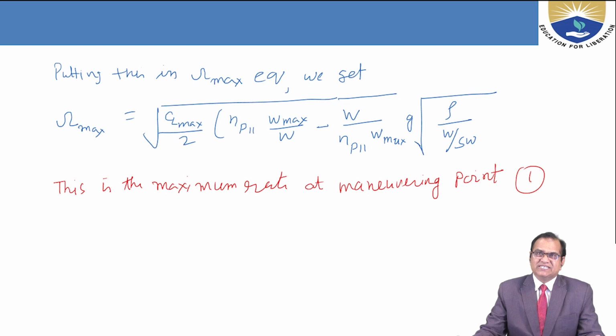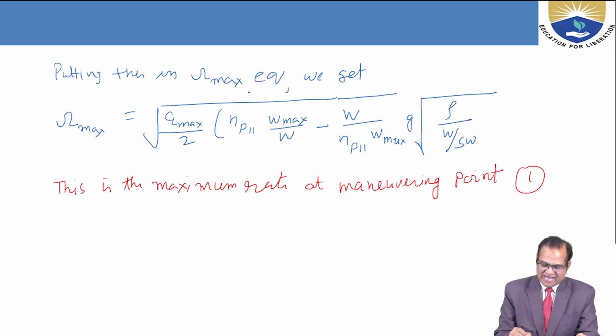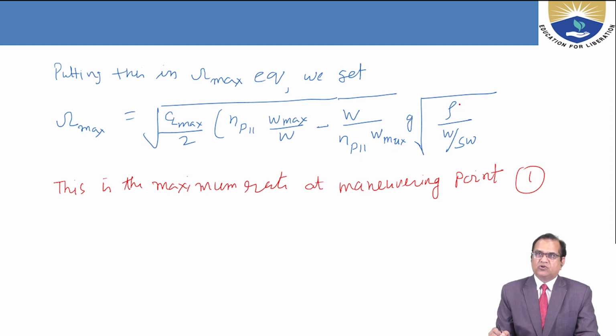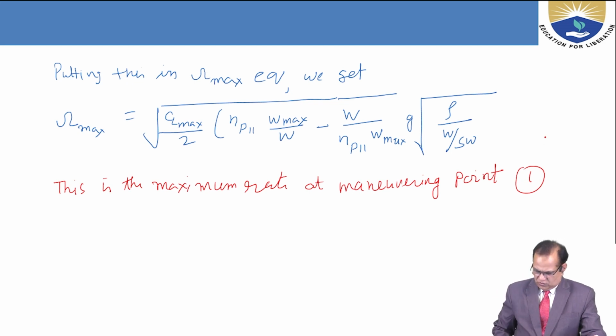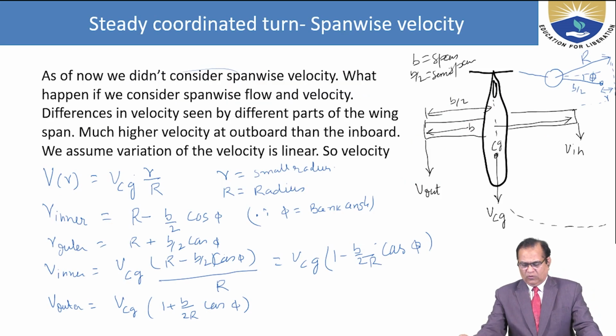So putting this in the omega maximum equation, we can get that the maximum turning rate is equal to under root CL maximum by 2 NPLL W max by W minus W by NPLL W max, times g under root rho by W by S_W. So this is the maximum turning rate at maneuvering point 1. So this we have got.